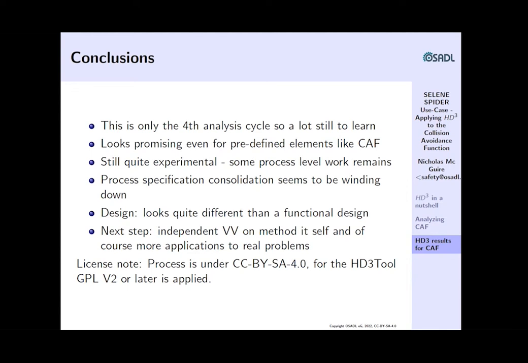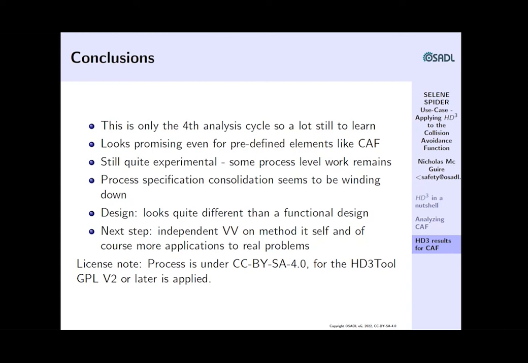The most important thing for us was that the design actually looks quite different from what you would get from a functional design. A functional design would probably be 1 or 2 functions. For the CAF, we ended up with 8 functions so that we can assure safety properties and actually utilize some architectural protection mechanisms that might not be traditionally used.